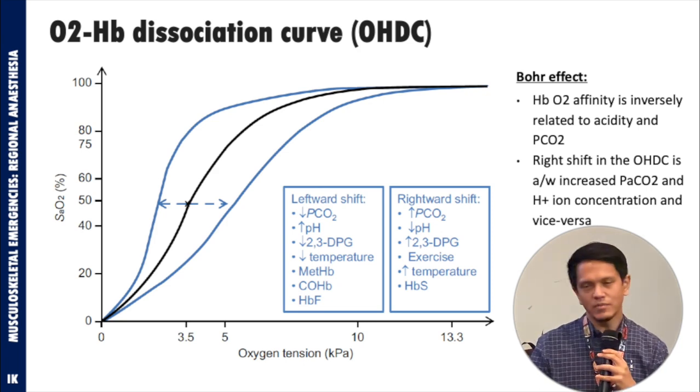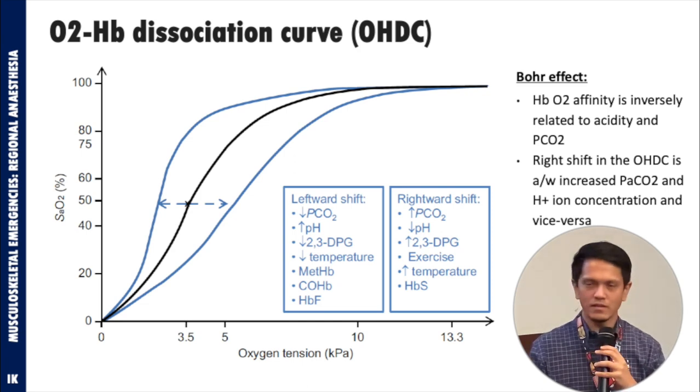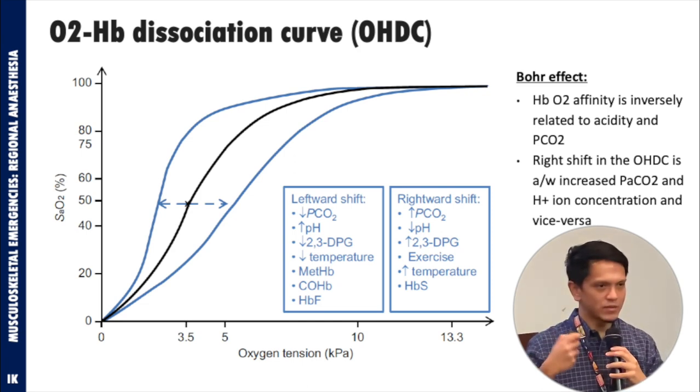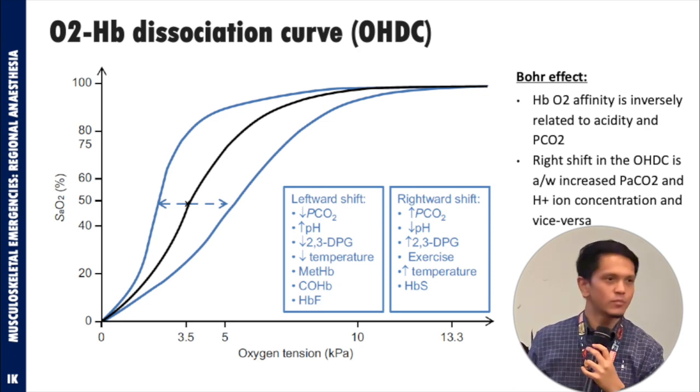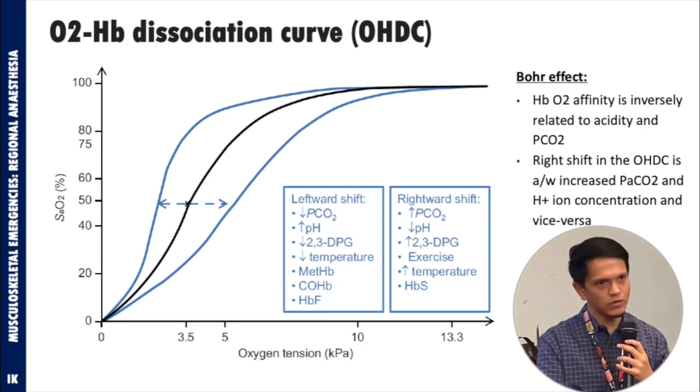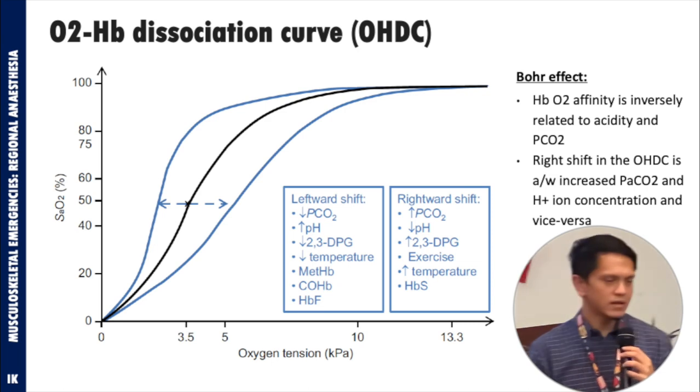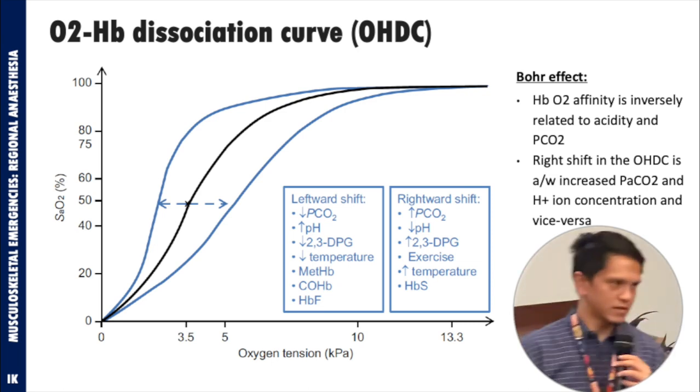But the vice versa happens in the systemic circulation. In the systemic circulation, CO2 is very high, so the tissue is releasing the CO2. Do you want the hemoglobin to pick up more oxygen or release more oxygen? Release, because it has reached its destination. You can release the oxygen. So it has to reduce affinity, so the curve shifts right. That is the Bohr effect, the effect of CO2 on oxyhemoglobin dissociation.